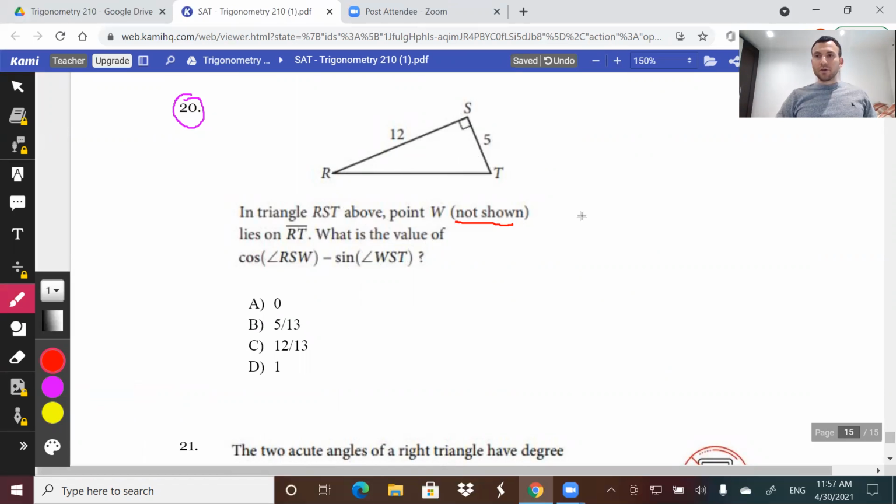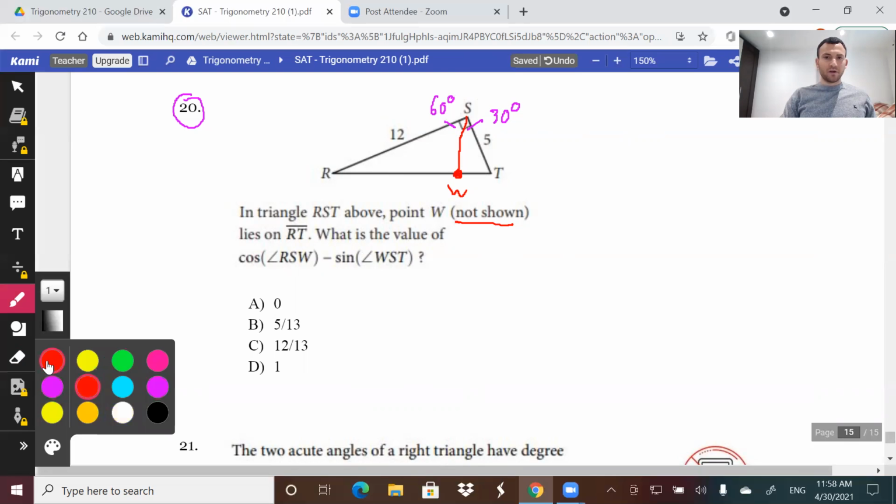It's really hard to do this because we don't have W and we don't know where it belongs, so it feels very abstract. What I encourage you to do is just take a stab at it. Just make up a W, just so that you can start to see what this looks like. So if I could put W anywhere on this line and it's going to work out, and you can try it yourself. But I'm just going to put W here, and I'm going to pretend that this is 30 degrees. And I'm going to pretend that this is 60 degrees. All I know is that these two together have to add up to 90.